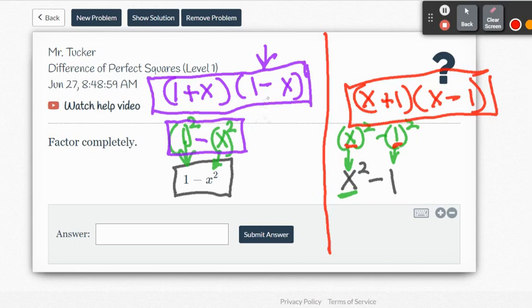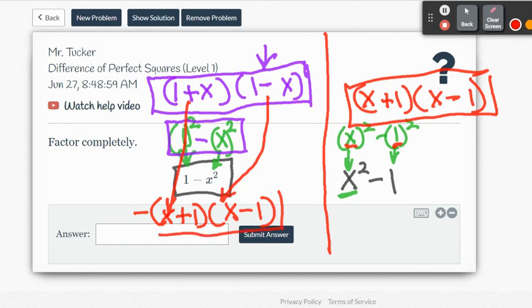And again, if I wanted to factor out a negative, this one, if I rewrote it, it would be negative, and then I'll write this to be x plus 1 in reverse order, and then this one will be x minus 1. So this is an equivalent form of this purple box up top.